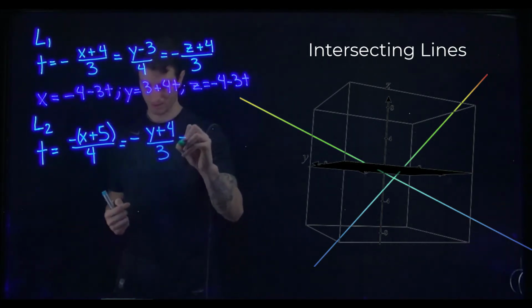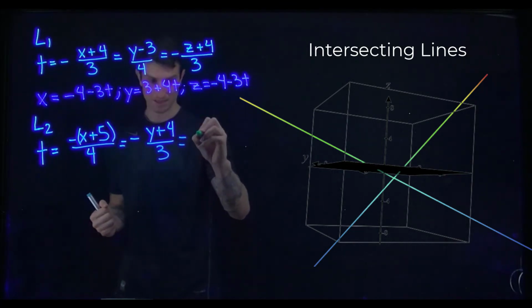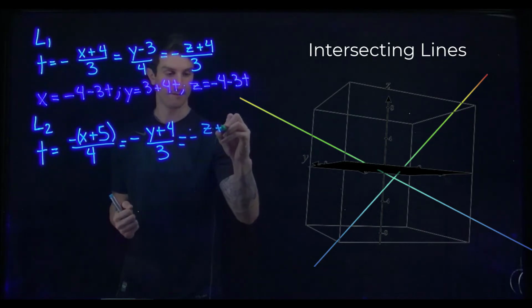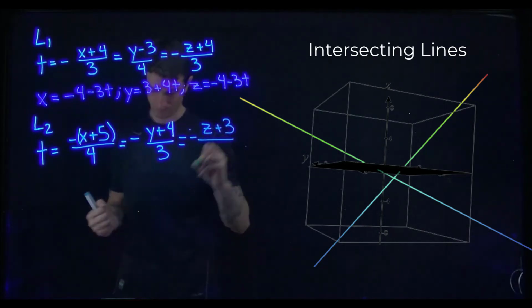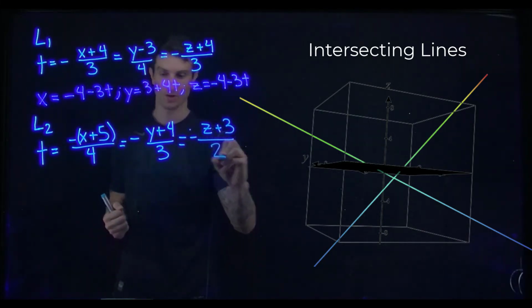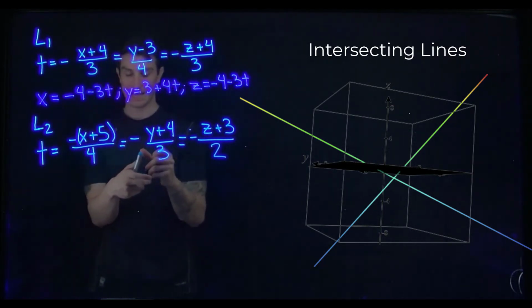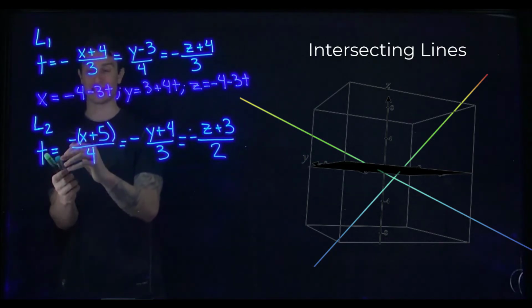And we'll have negative z, so our negative z plus 3, sorry, my own writing is confusing me, over 2. Right, so again, the negatives are applying to the whole thing here. All of these are negatives. And so again, we'll go through the process of taking this and writing it parametrically.